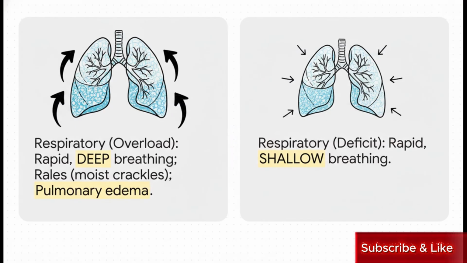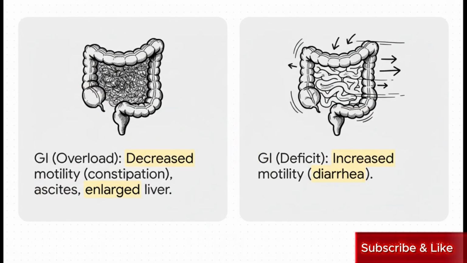In fluid overload, the lungs are in big trouble. All that excess fluid backs up and starts filling the lungs. This is pulmonary edema. They're literally drowning from the inside out. When you listen with your stethoscope, you'll hear those distinct crackles. In deficit, the body's just trying to conserve energy, so while their breathing might be rapid, it's going to be very shallow.